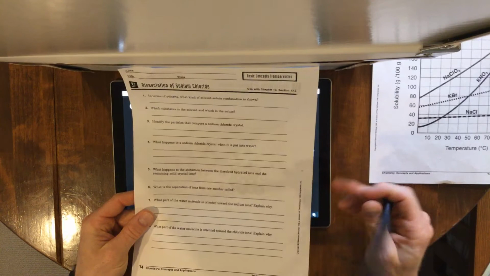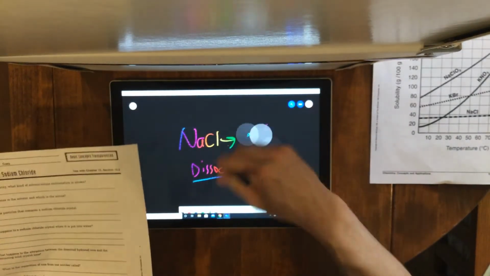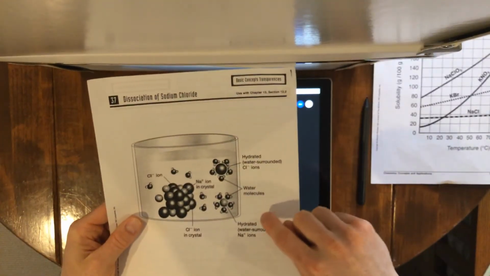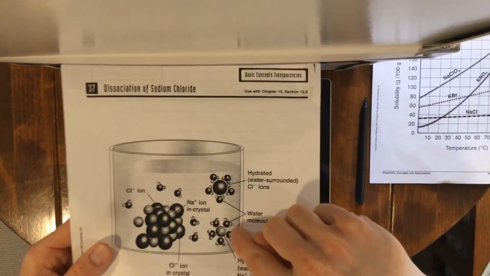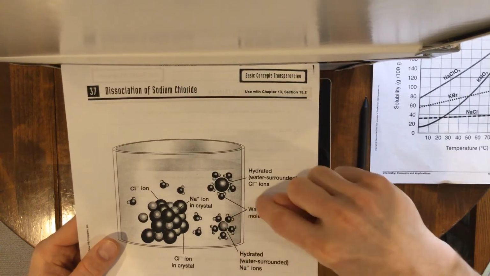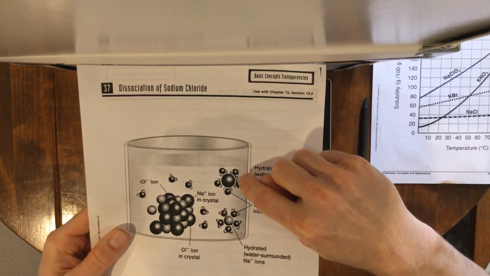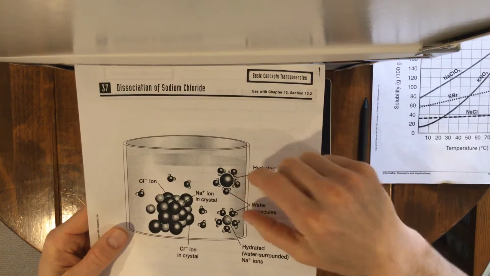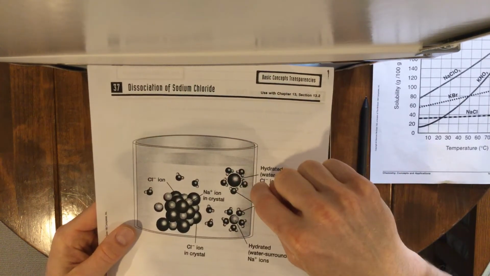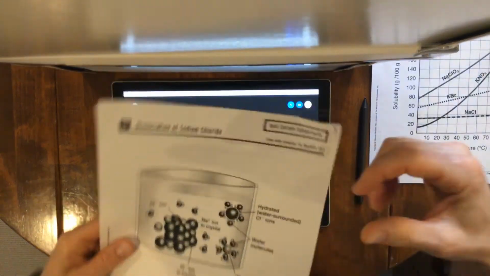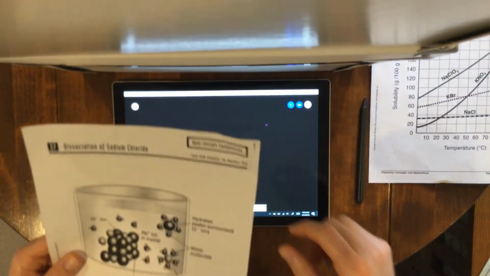What's separated? Part of water, we've done this a million times. I'm just going to answer this out loud. Water, the oxygen is the big one here, facing the Na+. Hydrogens are facing away because oxygen is partially negative. The partial positive hydrogens are attracted to Cl-, so hydrogens are facing the Cl-, opposites attract, and oxygen's the other way. I've done this a couple times with you. We've talked about it a few times, so moving on.